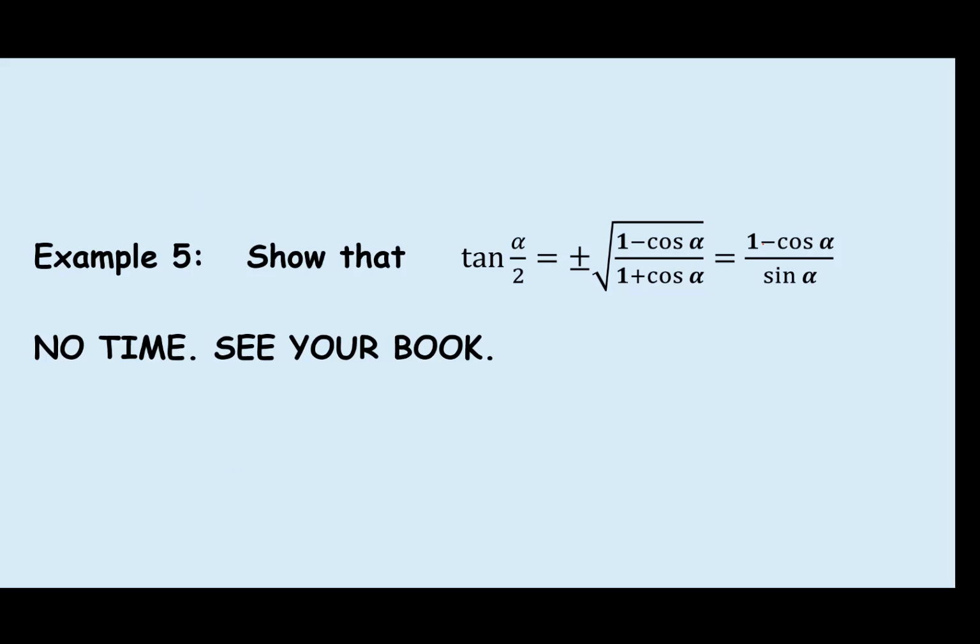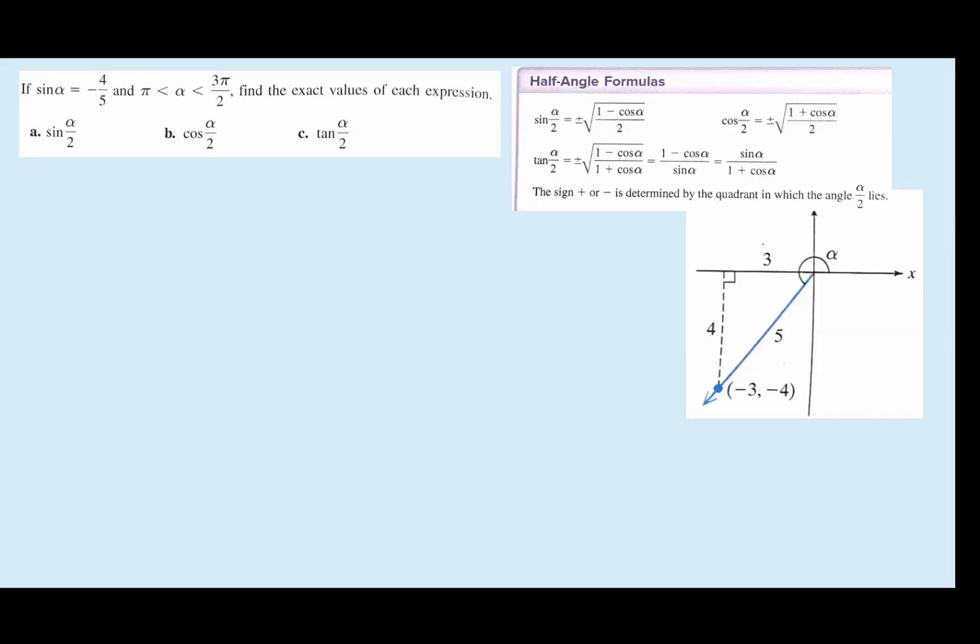This is another derivation for the tangent half angle identity. You can see that in your book because we don't have time, so we're not going to go over that derivation, but you still will use that formula when you need it. All right, so there are the half angle formulas right there. And again, the sign is plus or it's minus depending on what quadrant you're in for alpha over 2. So don't think that you can have both plus and minus. It means just whatever sign it's supposed to be.